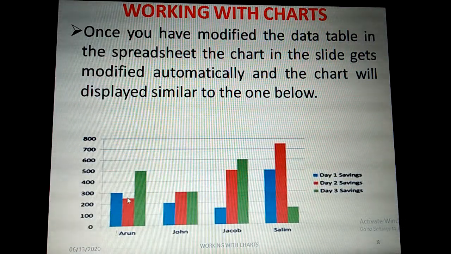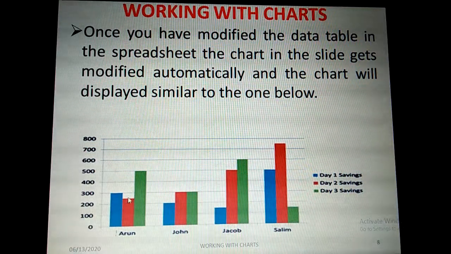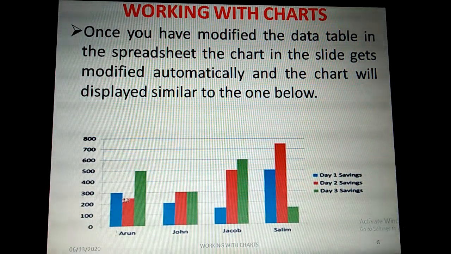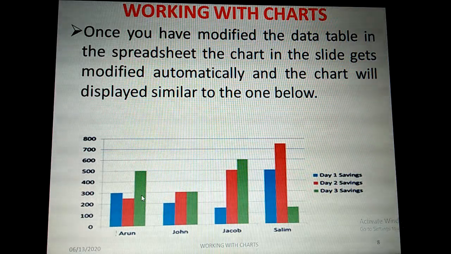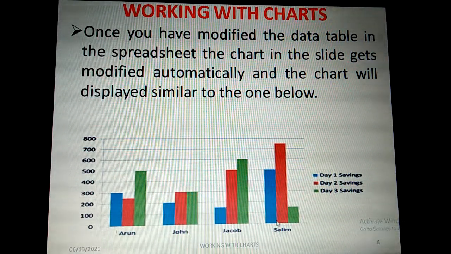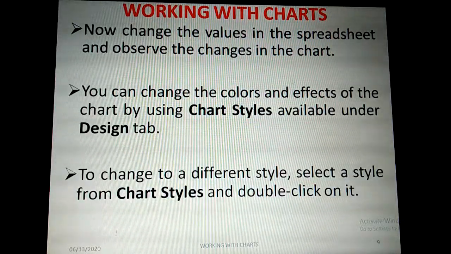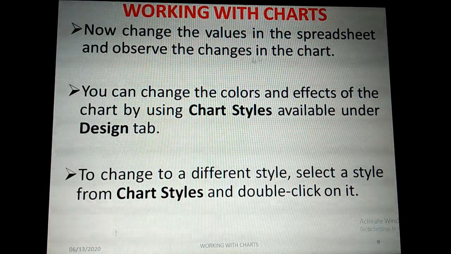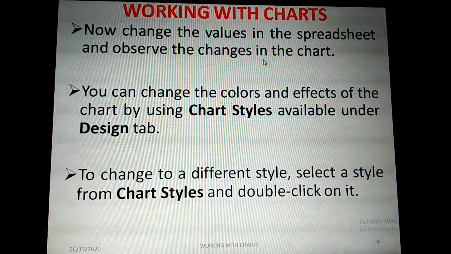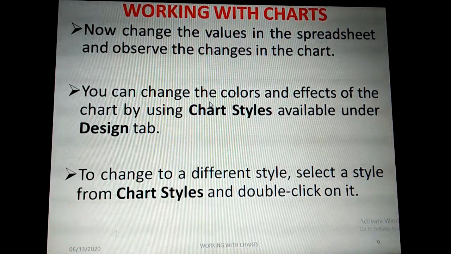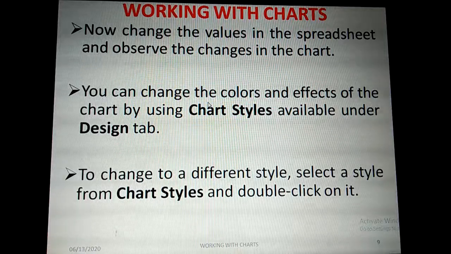So here we can understand easily with the help of this column chart. See, day 2 is less compared to the other two days' savings. Like that, every person's savings are displayed in pictorial form. Now change the values in the spreadsheet and observe the changes in the chart. We have seen the changes in the chart. You can change the colors and effects of the chart by using the chart styles available under the design tab.